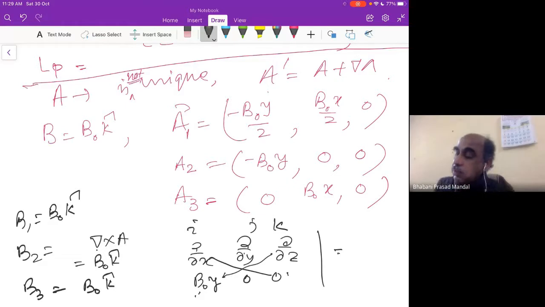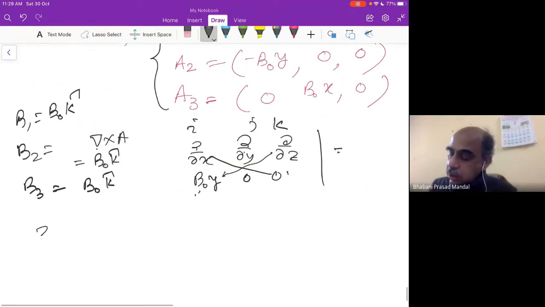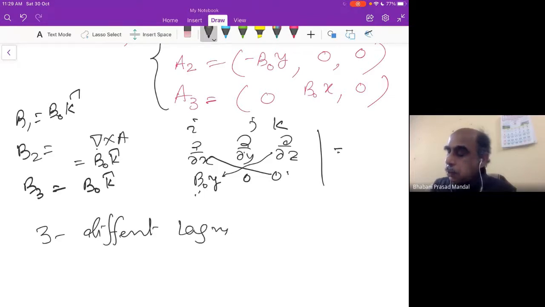So there are three vector potentials, and they correspond to three different Lagrangians. So what will be those three Lagrangians?